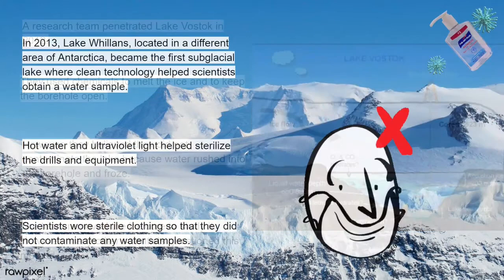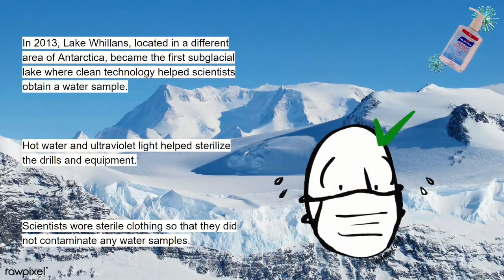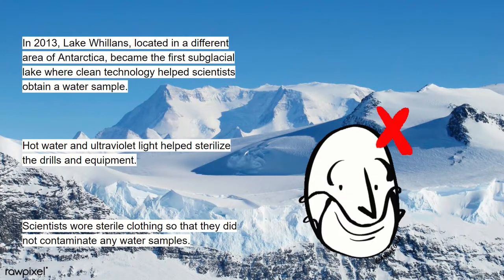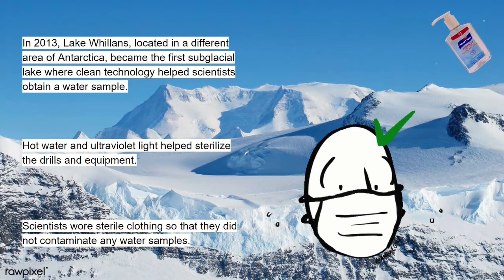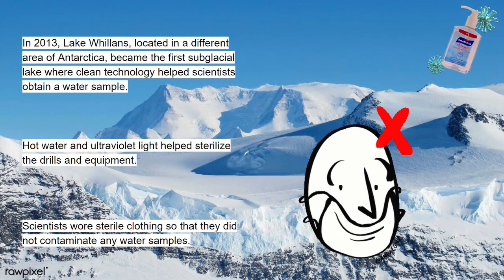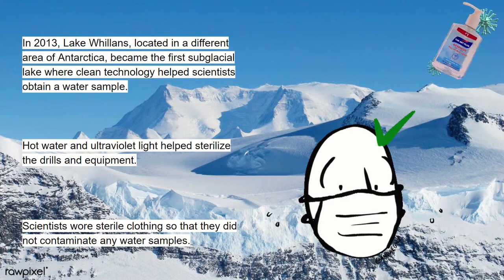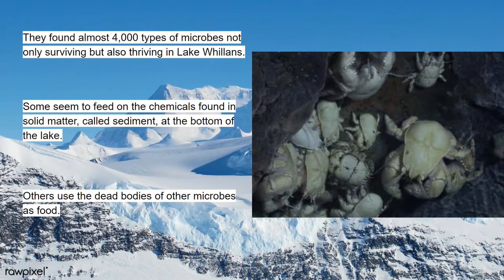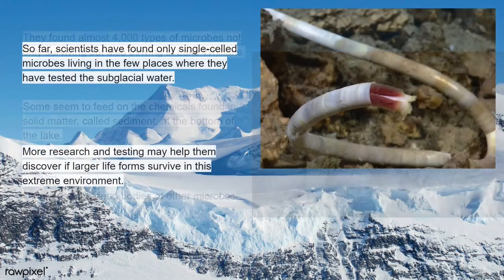In 2013, Lake Whillans, located in a different area of Antarctica, became the first subglacial lake where clean technology helped scientists obtain a water sample. Hot water and ultraviolet light helped sterilize the drills and equipment. Scientists wore sterile clothing so that they did not contaminate any water samples. They found almost 4,000 types of microbes, not only surviving but also thriving in Lake Whillans. Some seem to feed on the chemicals found in solid matter, called sediment, at the bottom of the lake. Others use dead bodies of other microbes as food.